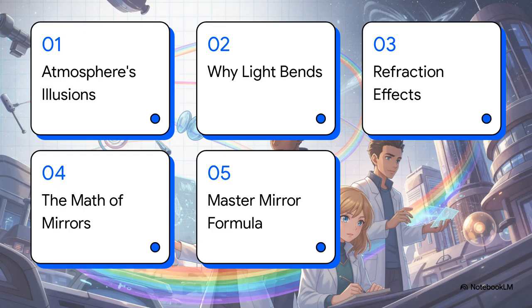Here is our roadmap for today. We'll start with number 1, the atmosphere's optical illusions. Number 2, why light bends. Number 3, real-world refraction effects. Then number 4, the math of mirrors. And finally, number 5, we're going to master the mirror formula.